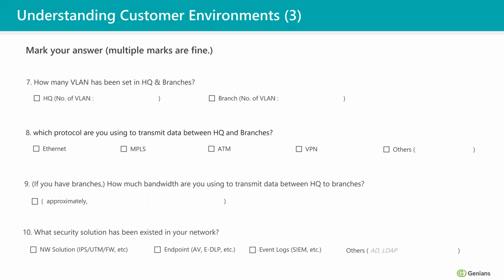Last question. What security solution exists in your network? As you know, Genians NAC provides integration with existing security solutions. So customers enjoy more enhanced security with Genians NAC and other solutions. One example, if the customer has a SIEM for logging events, Genians NAC integrates with the SIEM, and your customer can get the full log events for a security accident. I'm going to show how Genians NAC can work with other solutions in the next webinar session as well.